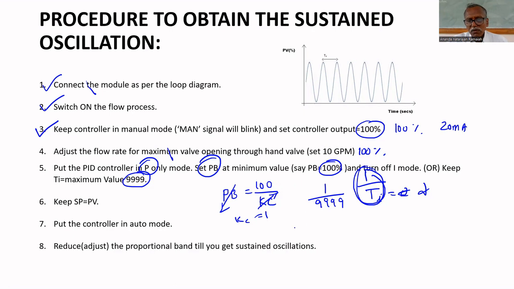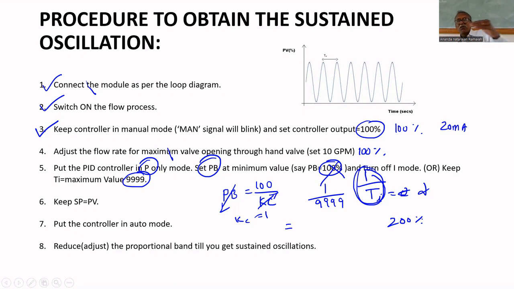So what we have to do is decrease PB, which means we are increasing KC. We have to decrease PB from say 200 or 300. Initially give 200, not 100. Initially give 200%. It means you are giving KC equal to 0.5, since 100 by 200 is 0.5. If you want to increase KC, you have to decrease PB. From 200, gradually decrease PB.